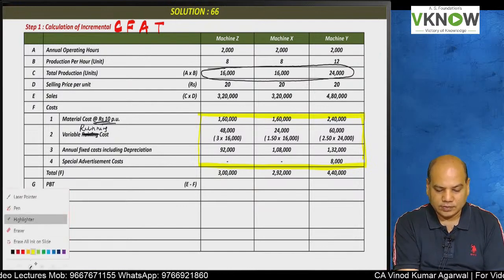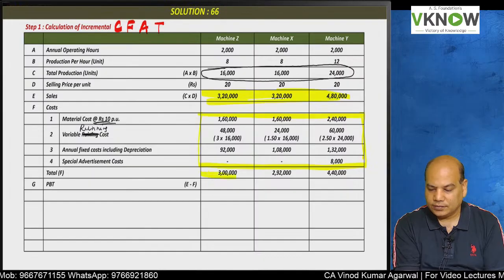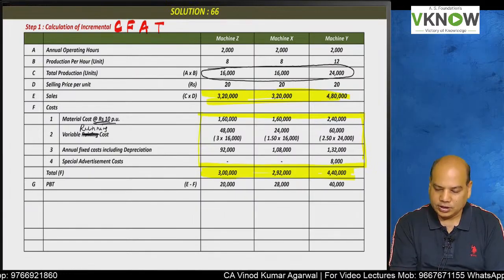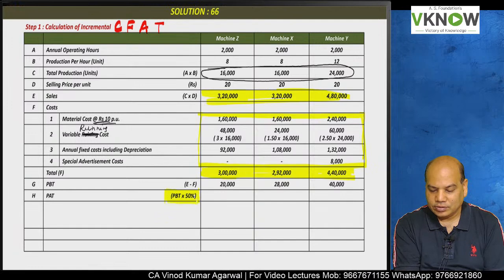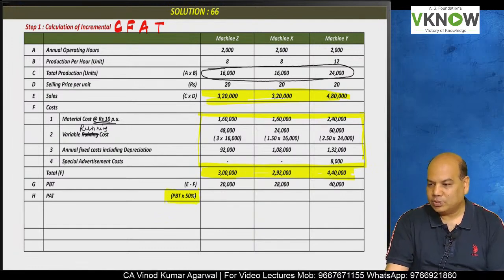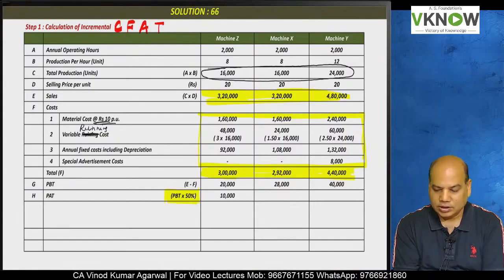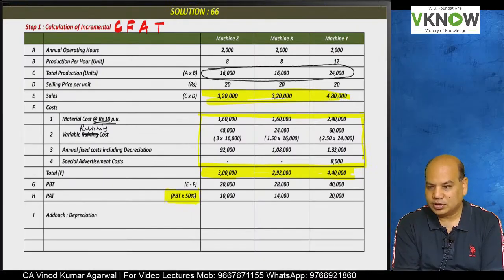PBT will be E minus F. This is E sales, this is F total cost. First column 20,000, second column 28,000, third column 40,000. Then write down PAT. PAT will be PBT into 50% because tax rate is 50%. So PAT will be half of PBT: 10,000, 14,000, 20,000. Then add back depreciation.